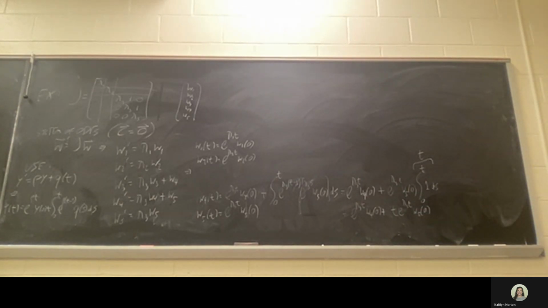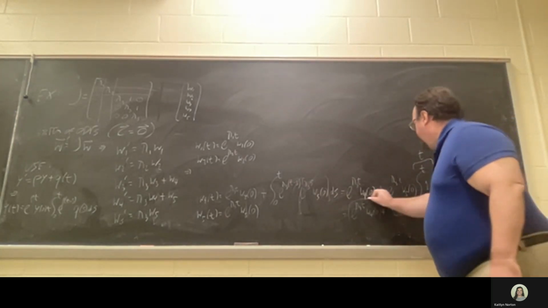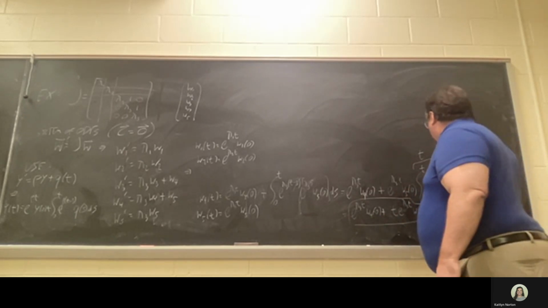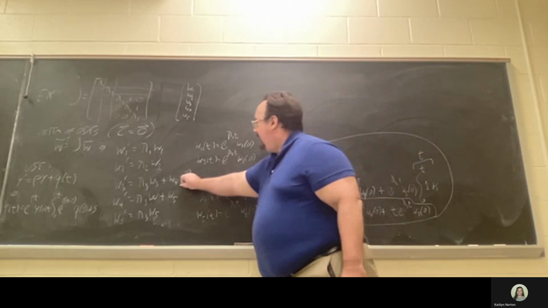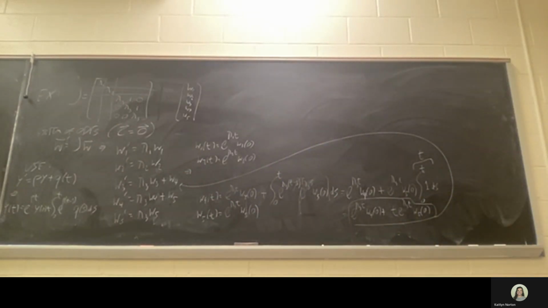So now I can take this whole thing, this is w4 of t, and substitute it into this equation, and apply the same solution formula to solve that. Before we do that, any questions about what's happened so far?